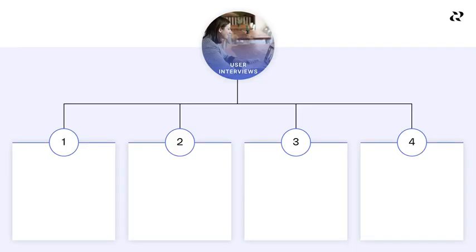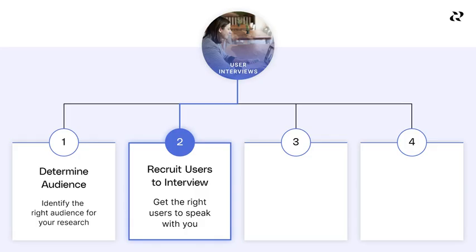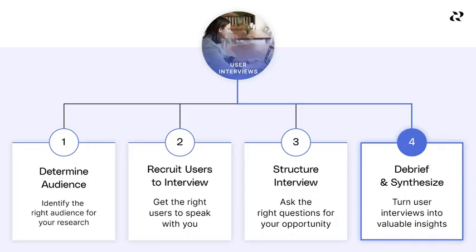Together, these 4 steps ensure that you're gathering the right insights about the right users. The first step is to determine your interview audience to ensure that you're talking to the right users for this specific opportunity, and the second step is to recruit users from that target audience to speak with you. Third, structure the interview to ensure that you ask the right questions for the opportunity. The right questions will get you the right data. And finally, debrief and synthesize insights. This step bridges the gap between what users said in the interview and what you need to learn.